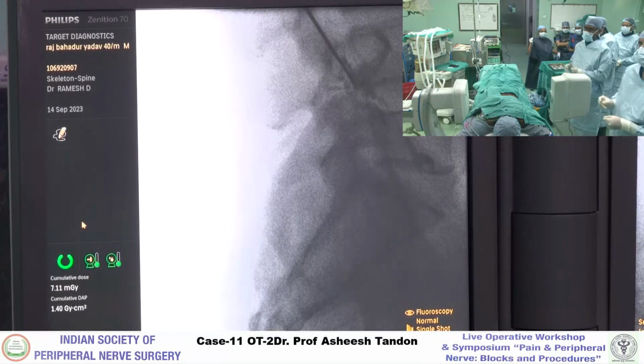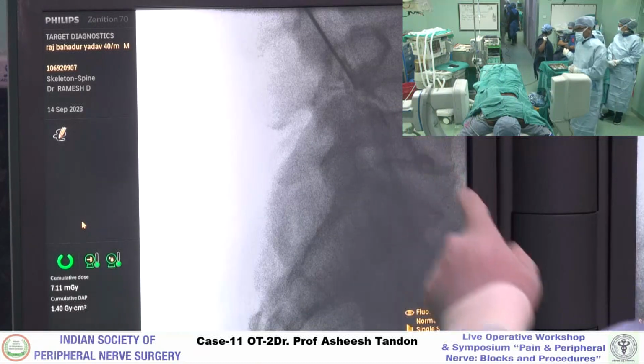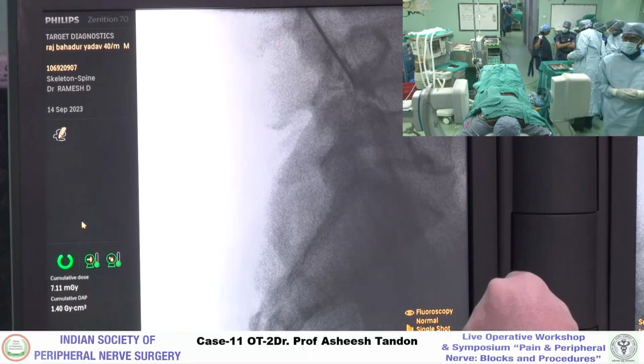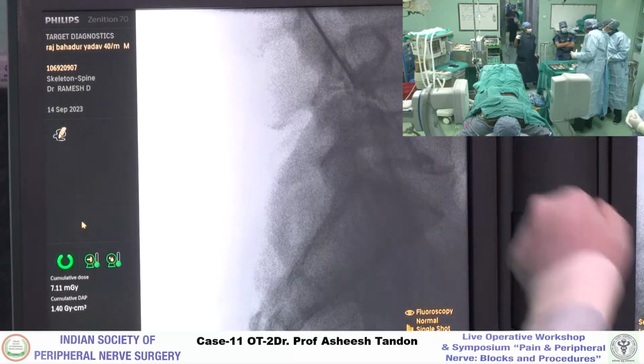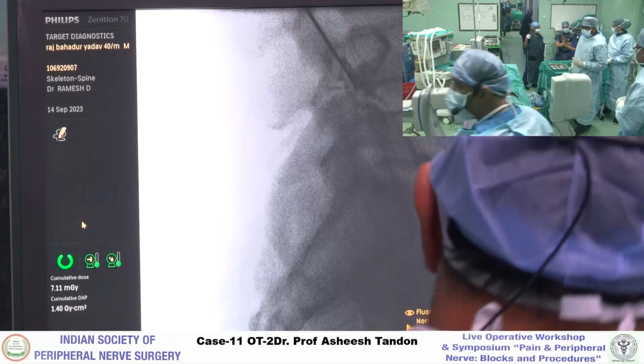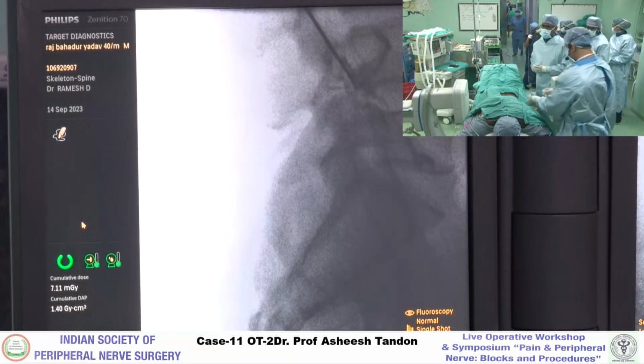Okay, so you can see the root, na? Can you see the root here? Deepak? Yes, yes. So the root is going ऐसे anteriorly जा रहा है, and you are bang inside the foramen, which you have confirmed on AP and lateral. Yes, beautifully seen.